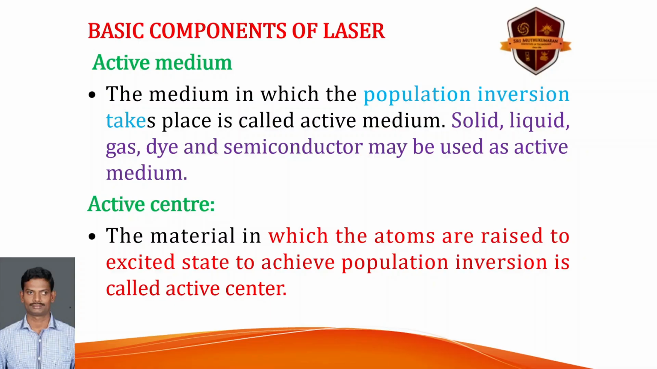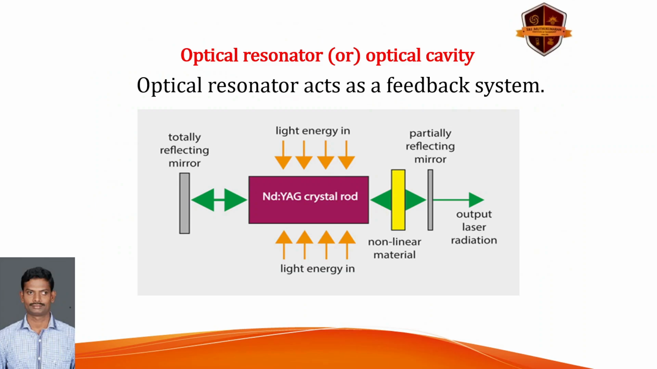Active center: the material whose atoms are raised to the excited state to achieve population inversion is called the active center. The best example is the helium neon laser, where the neon atom is the active center. The optical resonator acts as a feedback system. One side has a 100% reflecting mirror and the other side a 50% reflecting mirror. A 50% reflecting mirror means 50% aluminum coating.